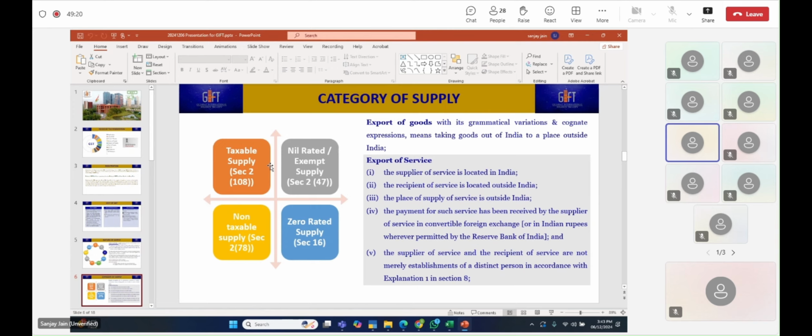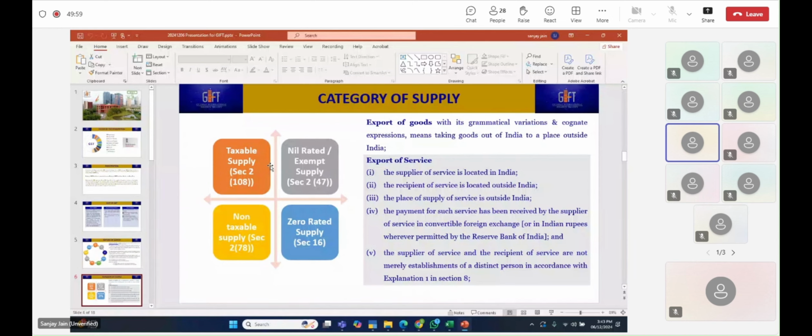There are various conditions given in Section 12, around 8 or 9 conditions: performance-based service, immovable property service. Suppose one company from the US appointed a consultant in India, and the property is situated in India. Payment is received in foreign currency, but since services are performed on a property in India, the place of supply will be treated as India. Although you are getting foreign currency payment, it will not be treated as export of service, and you have to pay full GST on such supply.